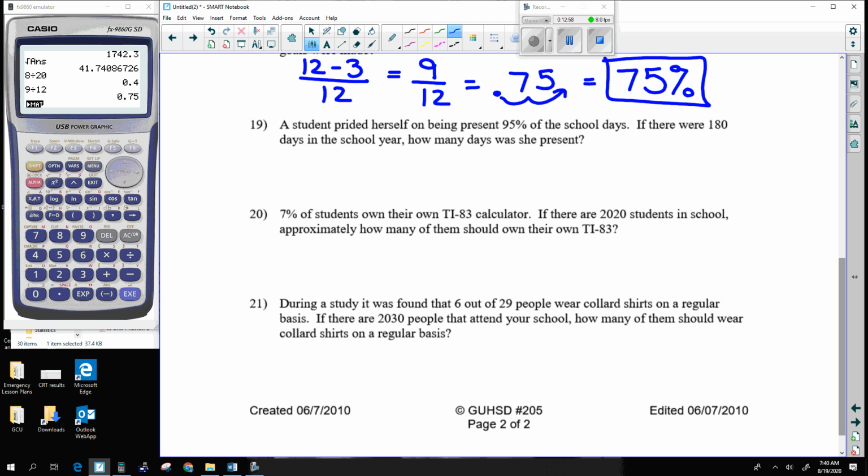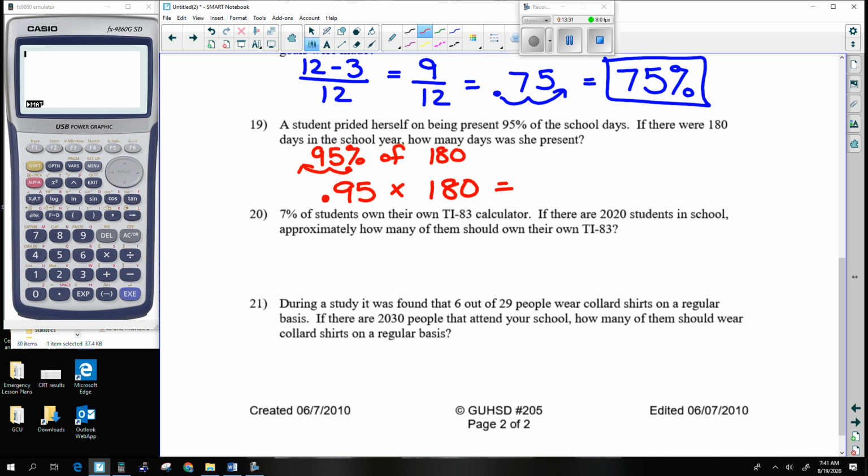The student prided herself on being present 95% of the school days. If there are 180 days in the school year, how many days was she present? So we have a percentage. This is going to be 95% of 180 days. So what you need to do is take the current decimal of the percentage, which is after the 95, and move it backwards. So this is 0.95. So 95% of, multiply 180. So 95% of 180.